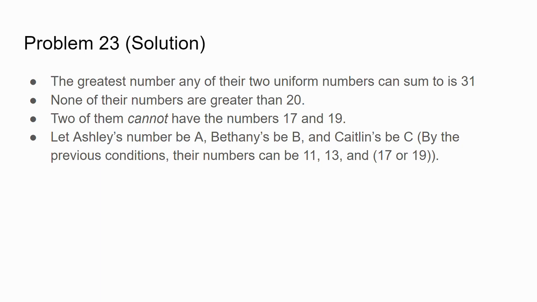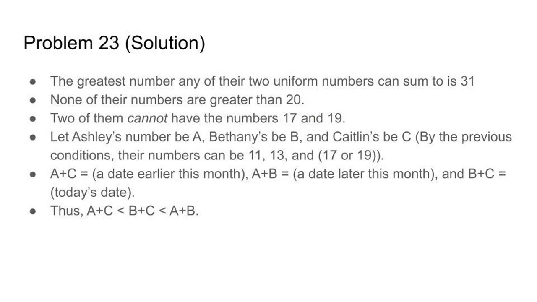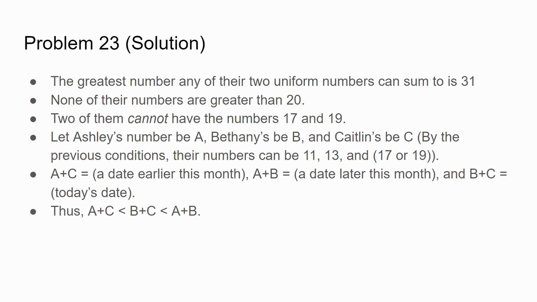By the previous conditions, their numbers can be 11, 13, and 17, or 19, but not both. From the conditions the problem gave us, we have that A plus C equals a date earlier this month, A plus B equals a date later this month, and B plus C equals today's date. Thus we have this inequality, because a date earlier this month is clearly less than today's date, which is clearly less than a date later this month.